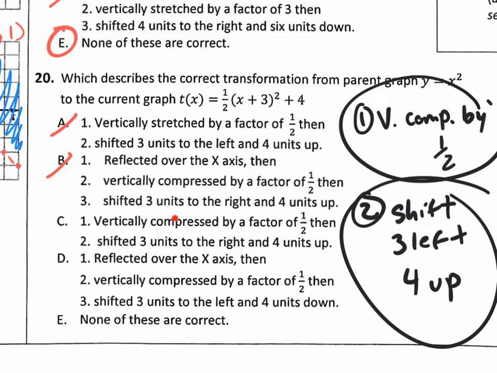C starts with a vertical compression. That's great, and it is by a factor of 1/2. Then we move on to our shifts. It says right here shifts 3 units to the right, but it's supposed to be left because I need to think opposite. So C can't be it. And last but not least, D says it gets reflected. No, it does not get reflected over the x-axis, so it can't be D either. So it's none of these. Now on the test tomorrow, it probably will be one of these that actually works. I just put none of these so you could go through each and every one and think about each and every situation. And that's about it, guys.